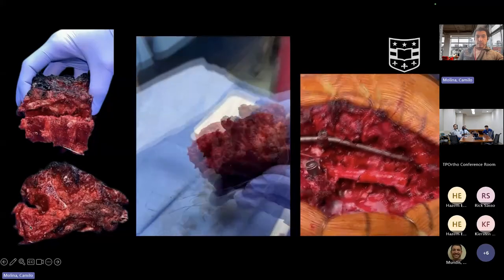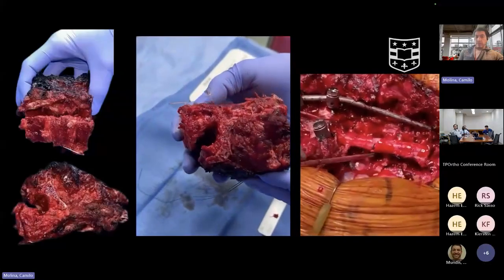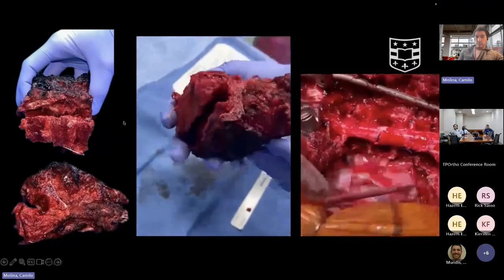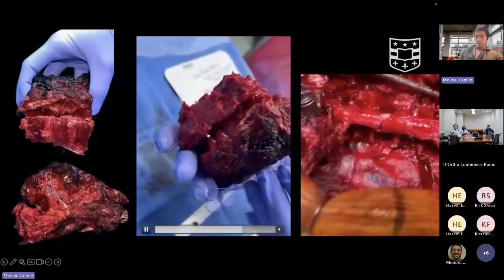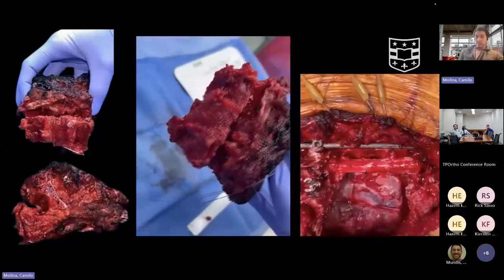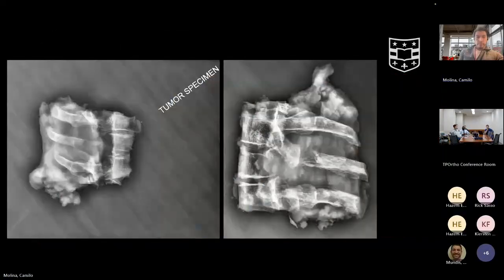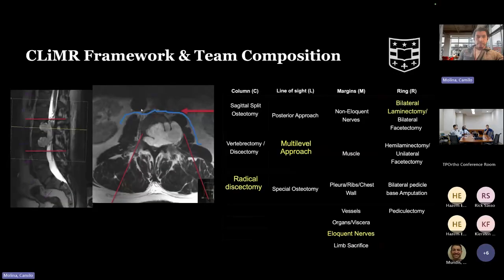You can see here a 3-level spondylectomy in the mid-thoracic spine. The spinal cord was delivered through those small multi-level pedicular windows combined with nerve root ligations. This is a tumor specimen.